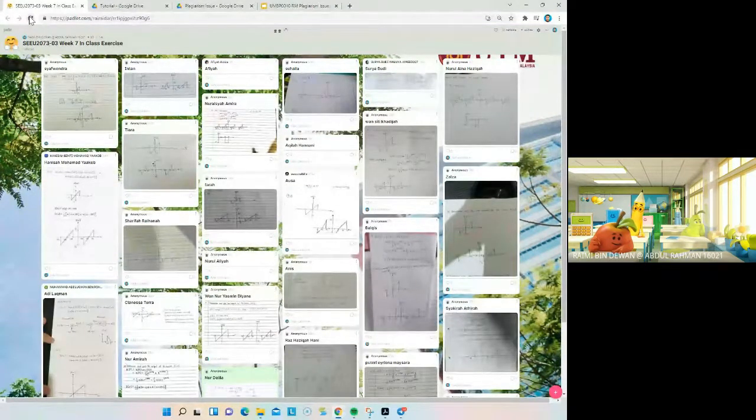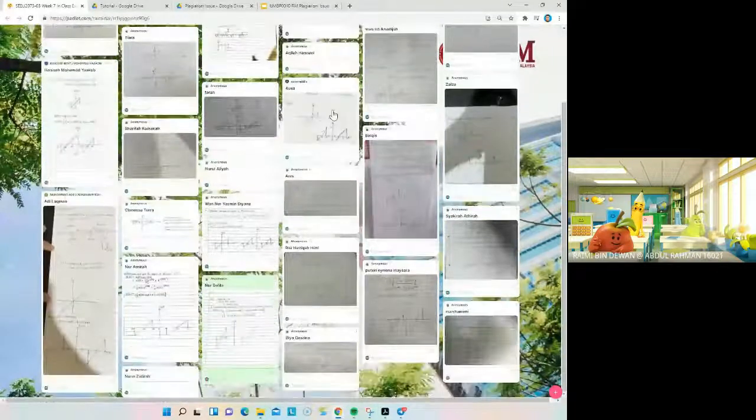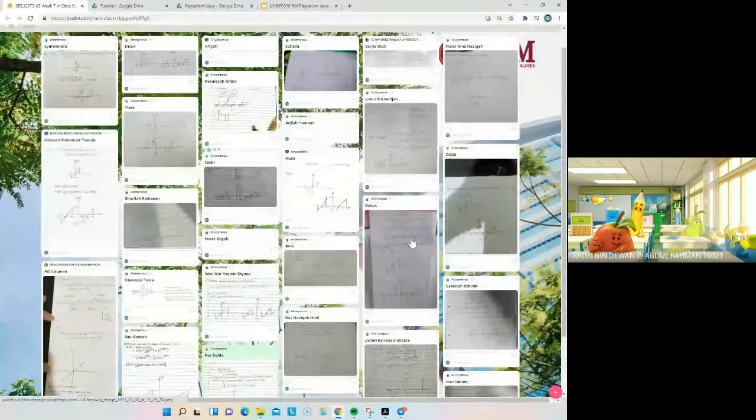Who else, whose name did I not mention yet? I didn't check his or her answer. Okay, Surya, Siti Khadijah, Planesa, Tera, Putri, okay, I know who. You can paste your answer first.